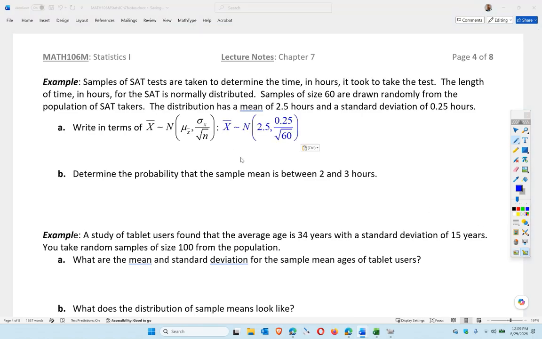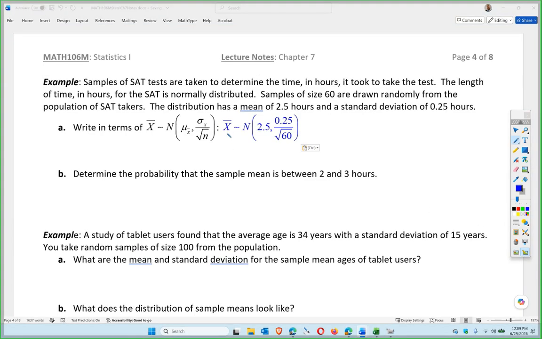So the samples of SATs, right, that's what this is saying, the samples of SATs are approximately normal with an average of 2.5 hours, a deviation of a quarter hour, and the sample size is 60 students taking the test, essentially. What's the probability of the sample being between 2 and 3 hours?